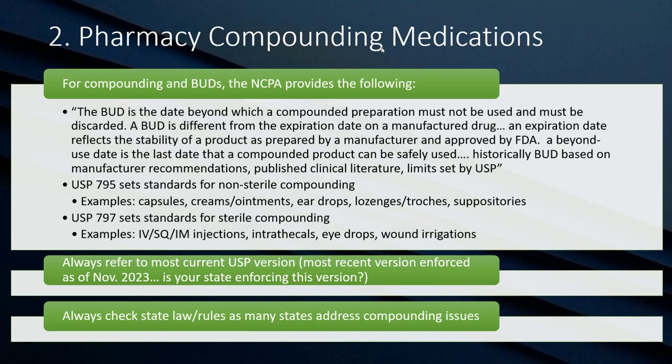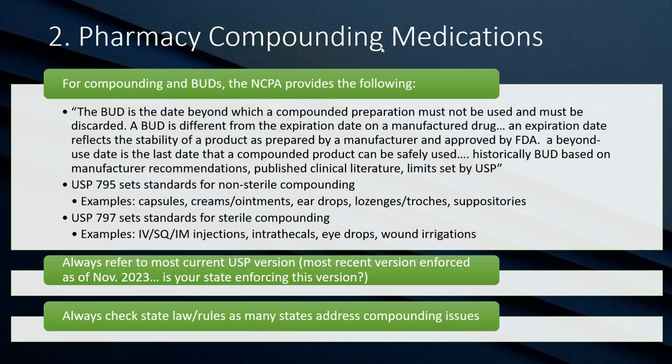So given that we're compounding things, putting together, pretty much the standards are going to be USP. So USP 795 and 797. 795 is going to set the non-sterile compounding. 797 is going to set the sterile compounding.